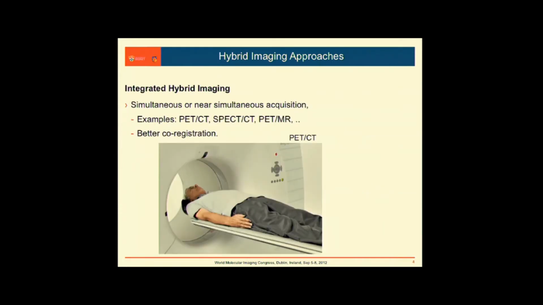Now, integrated hybrid imaging, on the other hand, is the simultaneous or near simultaneous acquisition of two or more modalities with a combined modality scanner. And in this example, I've shown a PET-CT scanner, which has both a CT and a PET scanner in the same gantry. The scans are acquired serially, and provided that the patient remains stationary on the bed, the images will be correctly registered. This overcomes one of the major limitations in serial hybrid imaging, as differences in posture and body deformation between the two scans are practically eliminated.